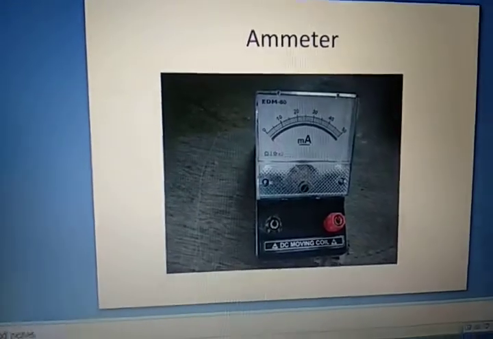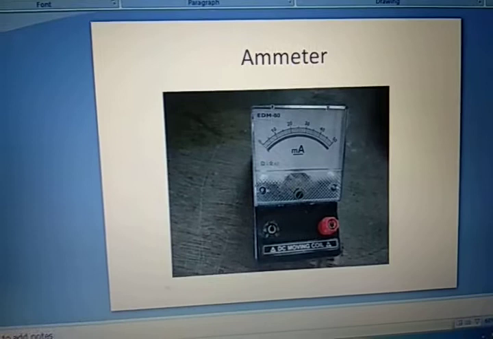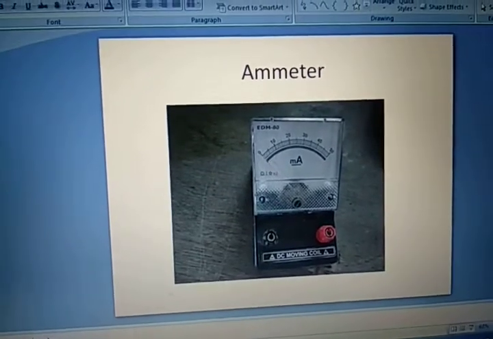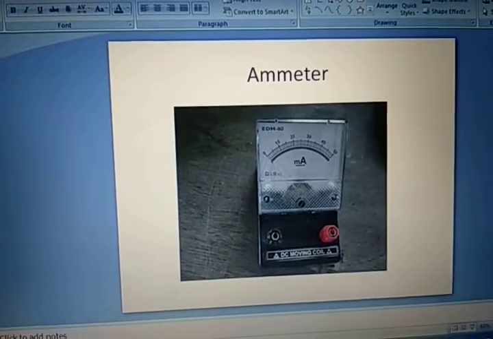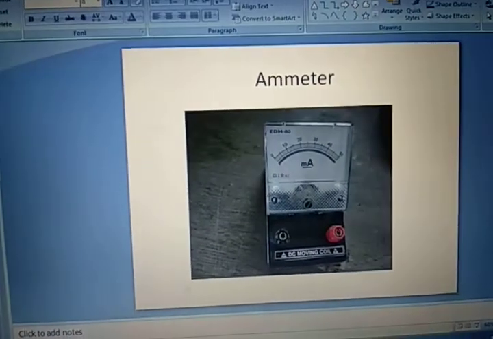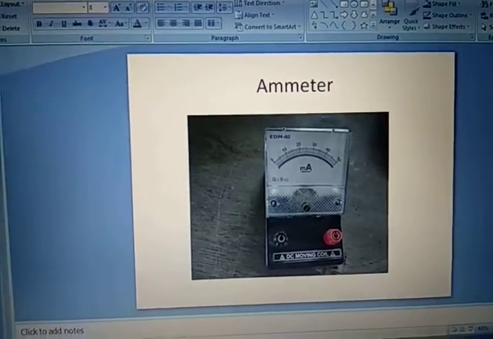Again, here also there are two ports. From the two ports we have to connect the wire, and we have to connect it wherever we are going to measure current. In a circuit, the ammeter will be connected in series with the element.